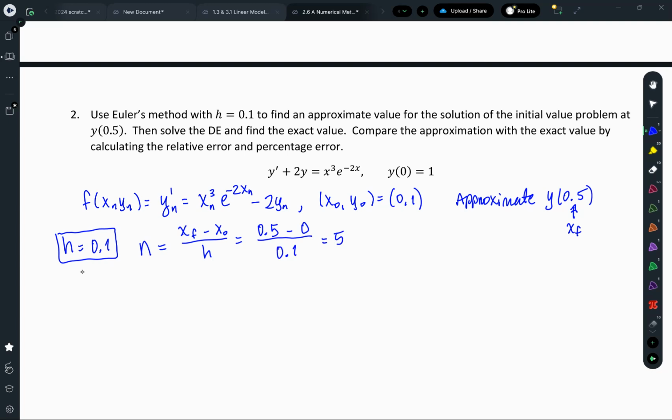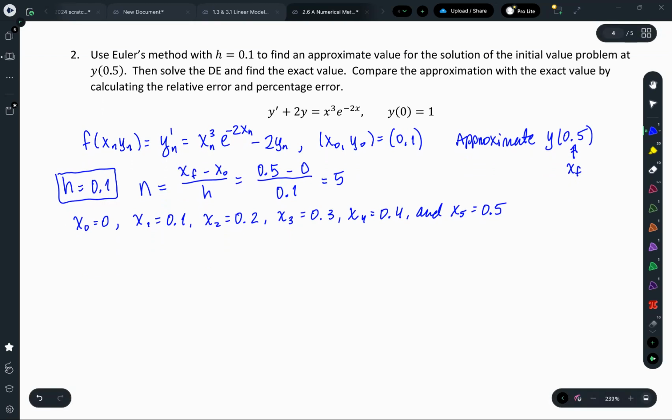So let's see, we have x naught is equal to 0. Add h, we get x1 is 0.1. Add h, we get x2 is 0.2. Add h, we get x3 is 0.3. Do it again. x4 is 0.4, and finally x5 is equal to 0.5. Okay. All right, so we are going to go ahead and plug everything in.